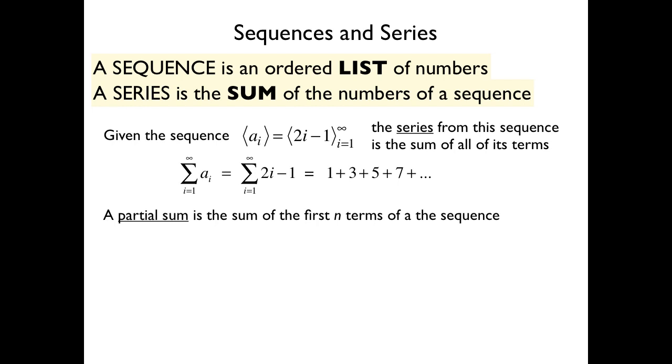Okay, so a partial sum. A partial sum is the sum of the first n terms of a sequence, or the first n terms of a series, right? So a partial sum means we just take the first part of it and only add those up. So we use capital S n for that. If S n is the partial sum, it's the sum of the first n terms.